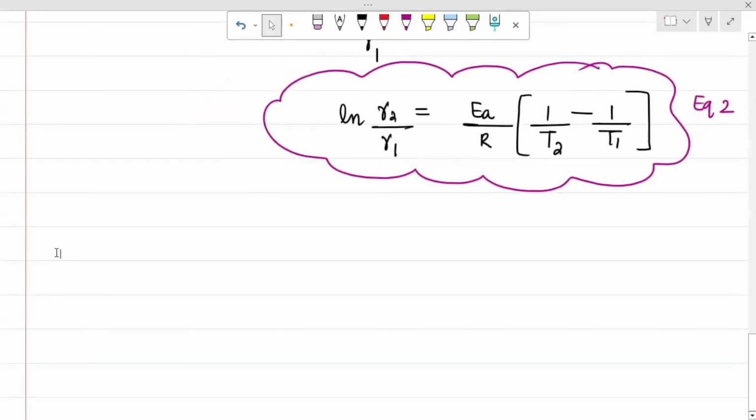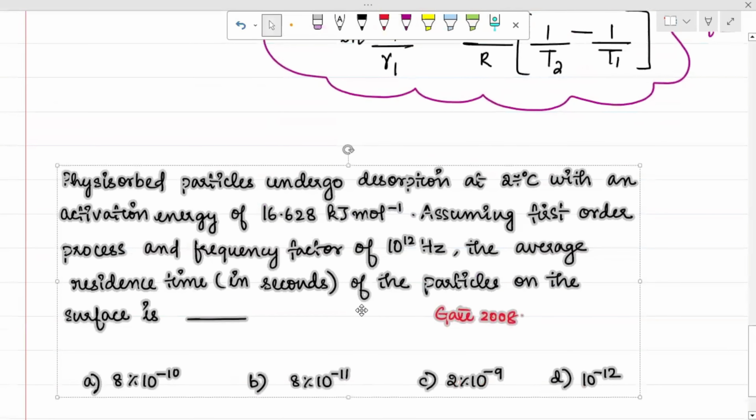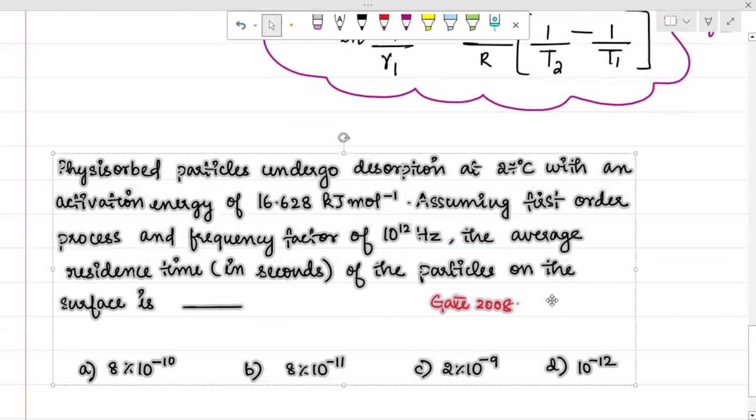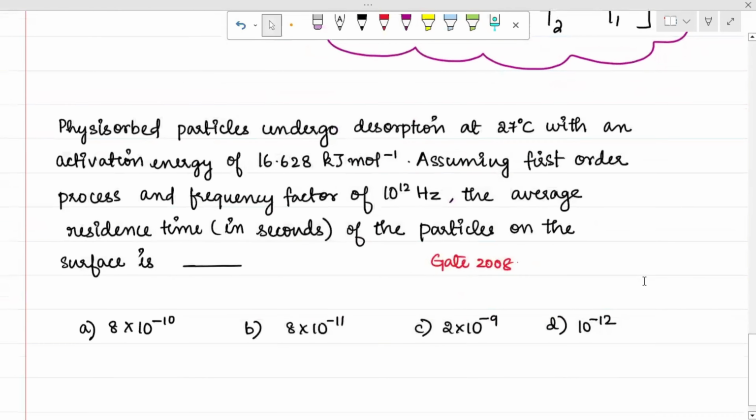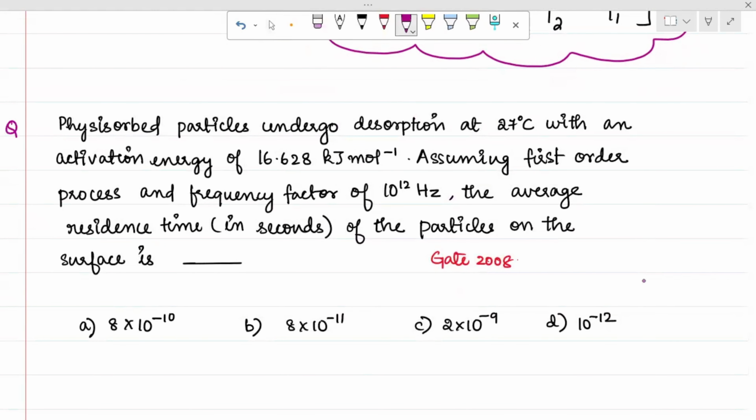Okay, so note down the first question. Please note down the first question. So this question was asked in GATE 2008. I'll read out the question. Please pause the video, note the question, and then try it out if possible, or else we'll do it along.